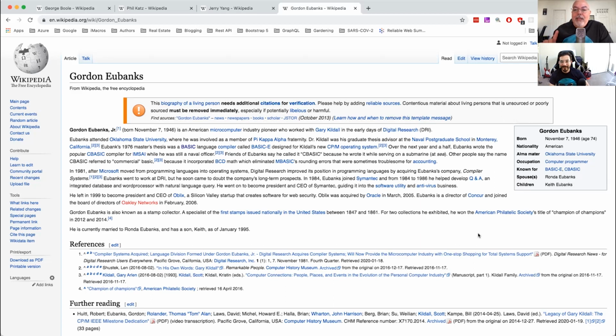Wow. But yeah, Symantec has a much more interesting story than Mr. Gordon Eubanks. Mr. Gordon Eubanks just happened to be, he has a significant history. I don't think it's as interesting as Symantec's story. But just to give credit where credit is due, Gordon Eubanks did write his thesis on a language compiler for BASIC, and he called it BASIC E, which was just an enhanced version of BASIC. I don't know to what extent he enhanced BASIC, but it was for the CP/M operating system.